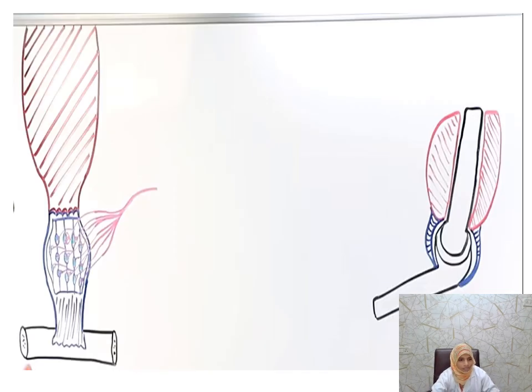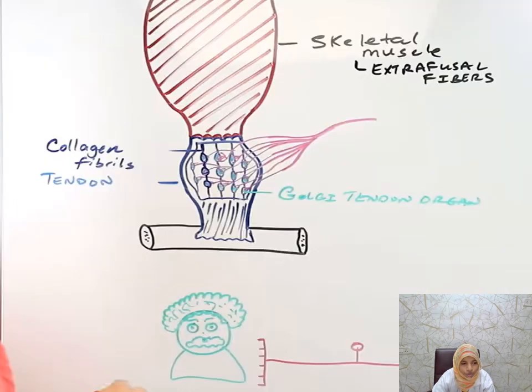Now, this is the structure of a muscle and this is a bone. So what is the structure which is present in between, connecting muscle to the bone? Yes, it is the tendon. And inside the tendon, you can see this green color structure and blue color structure. This blue color structure is the collagen fibrils. And inside the collagen fibrils, we have the Golgi tendon organ.